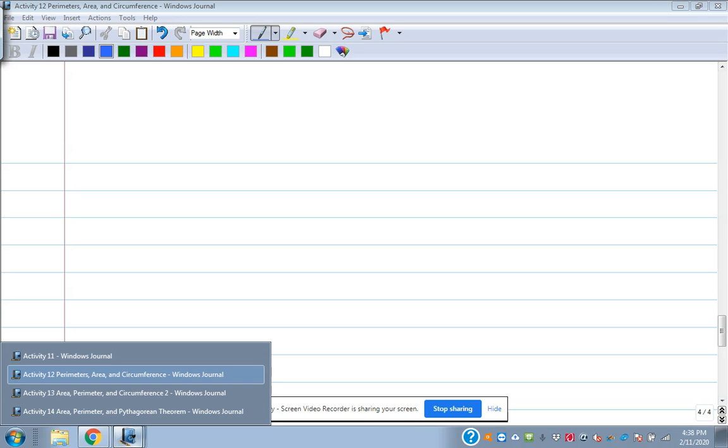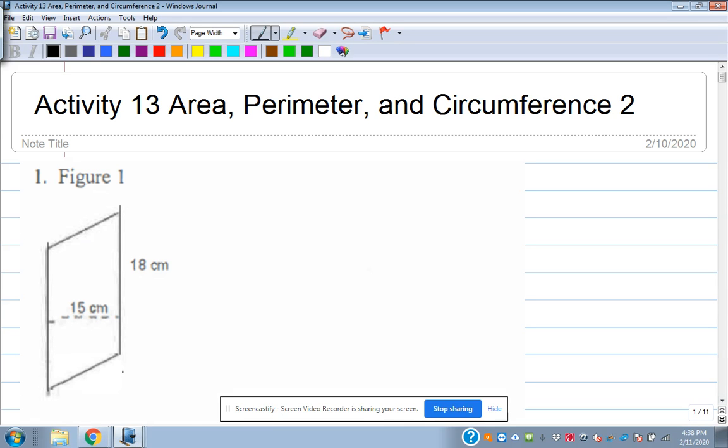Activity 13. Area, perimeter, and circumference again. Do a little bit more with it this time. So area, circumference, and perimeter, all measurements of shapes. And when we're dealing with area of shapes, what is this shape here called? A parallelogram, that's right.